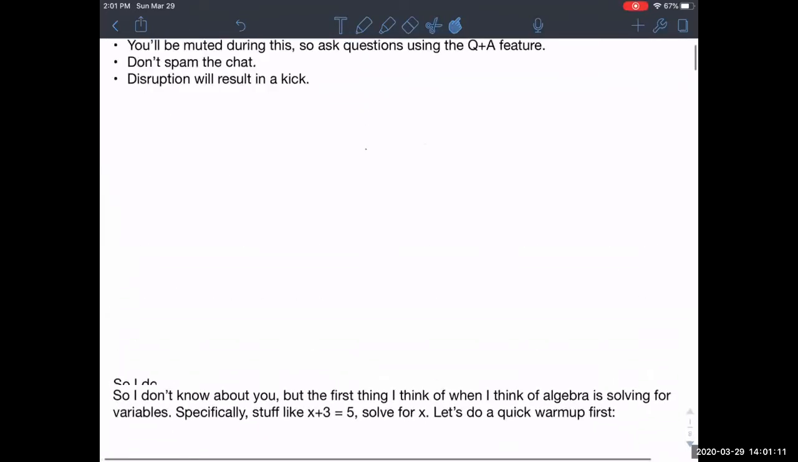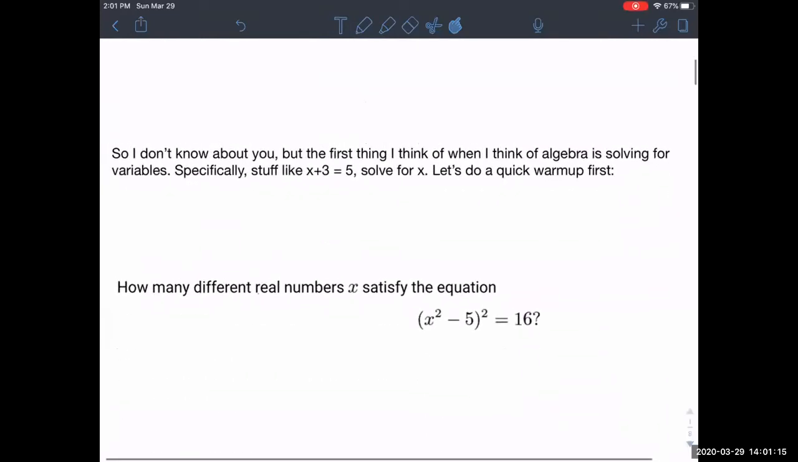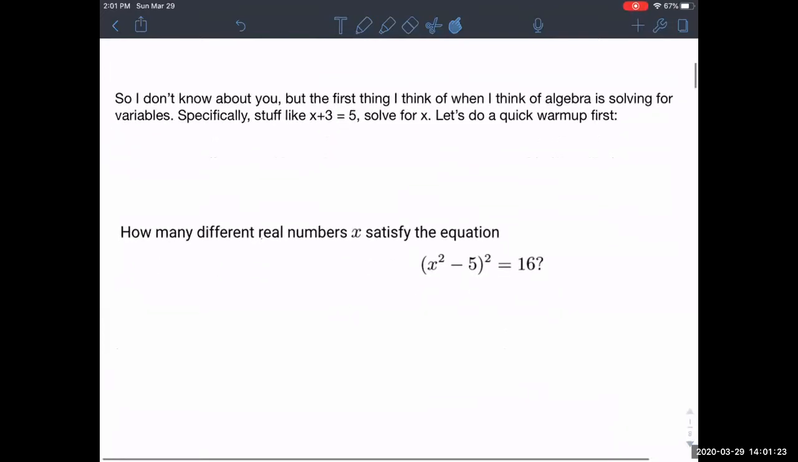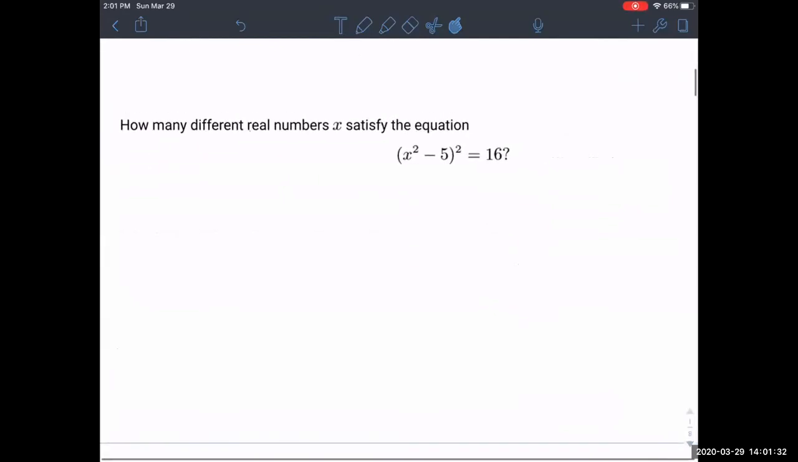Today's algebra lesson is going to be talking about Vieta's formula specifically. I don't know about you, but the first thing I think of when I think of algebra is solving for variables, like solving for x, y, a, b, c, pick a letter of your choice. Before that, let's do a quick warm-up. This is from this year's AMC8. I'll give you guys a few moments to think about this one.